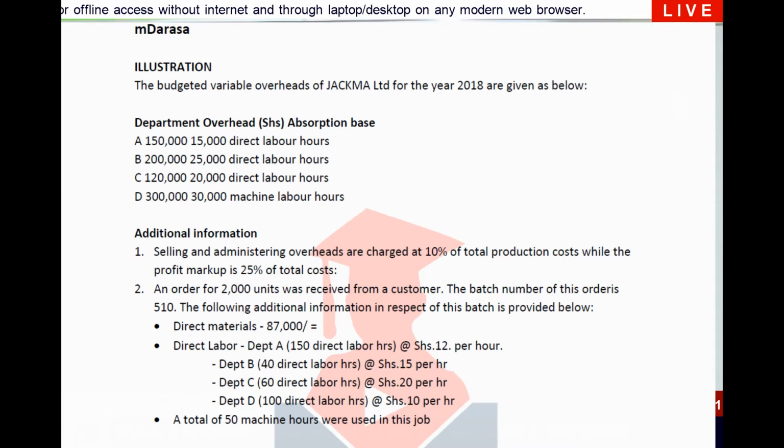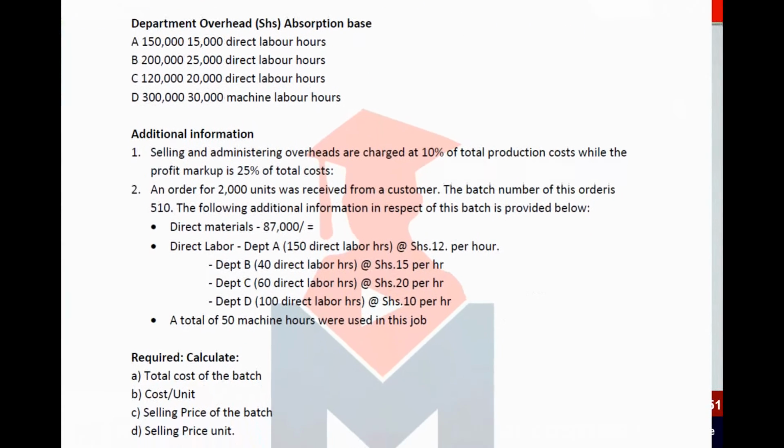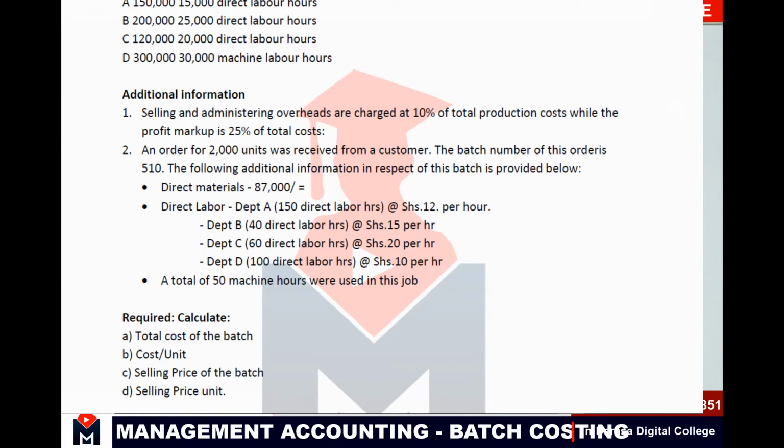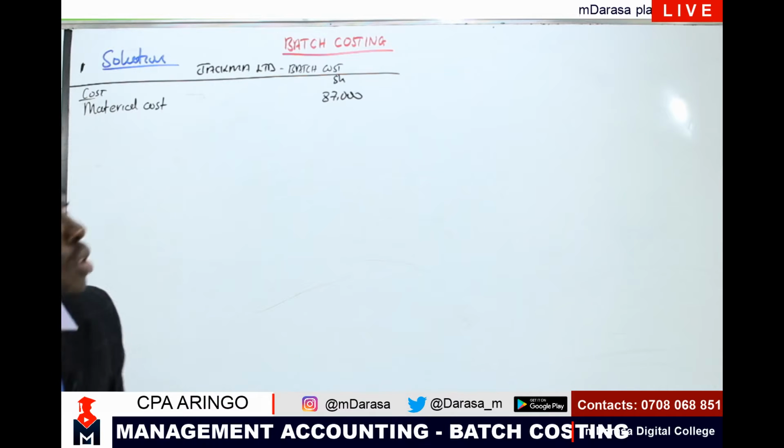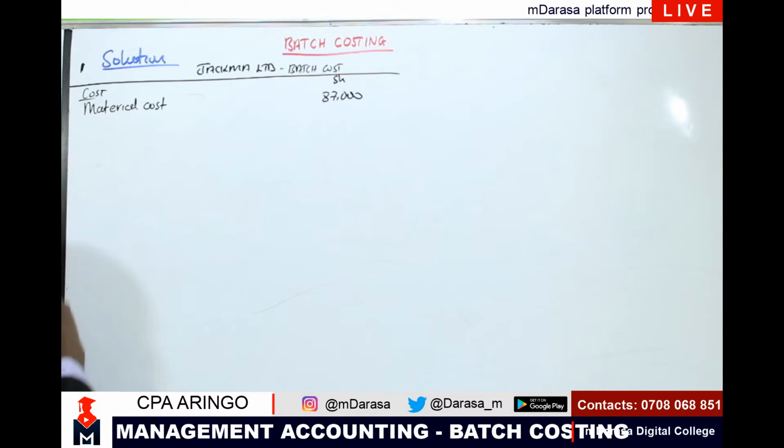That is the addition of all these elements. So it will be upon us to analyze the cost that you are given so that it should assist us to know the cost that we had. To achieve the prime cost, then you add production overheads, then you determine the total production cost. So looking at that question, clearly, it will be upon us to identify the cost that you are given.